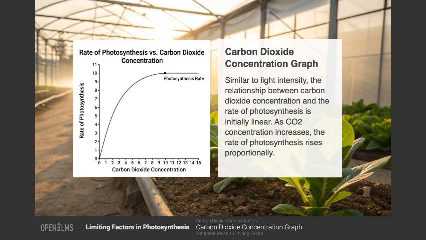Carbon dioxide concentration graph. Similar to light intensity, the relationship between carbon dioxide concentration and the rate of photosynthesis is initially linear. As CO2 concentration increases, the rate of photosynthesis rises proportionally.